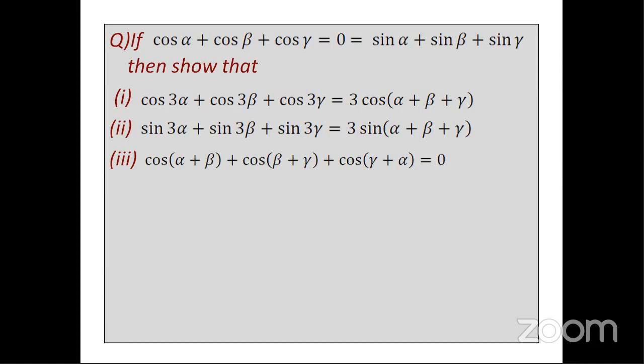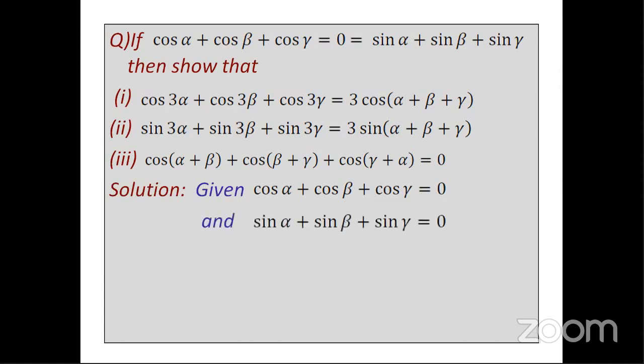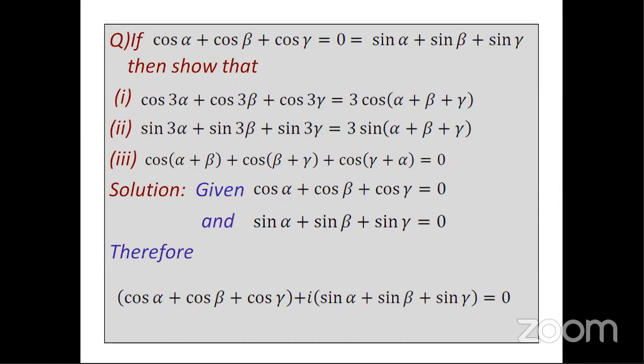Now you are given two conditions in the problem, children. One is cos alpha plus cos beta plus cos gamma is equal to 0. The next condition is sin alpha plus sin beta plus sin gamma is equal to 0. Now, if you consider cos alpha plus cos beta plus cos gamma plus i into sin alpha plus sin beta plus sin gamma, it will be equal to 0. Why? The first bracket gives you 0 and the second is also 0, isn't it, from the given condition? So this whole statement is 0.